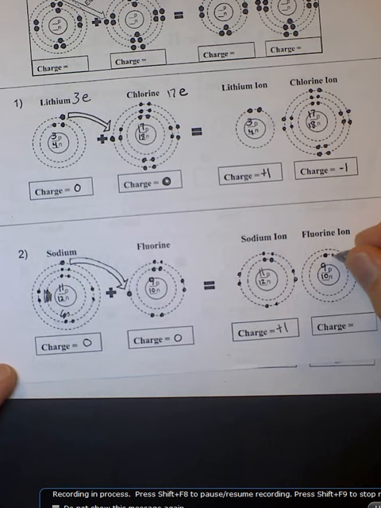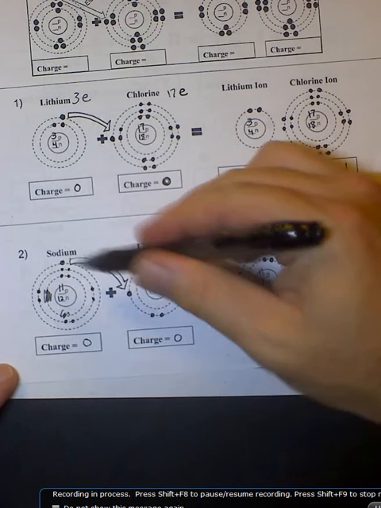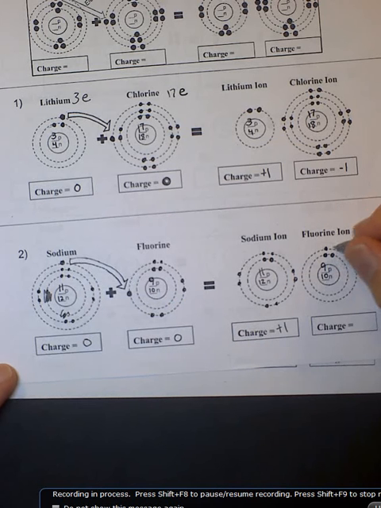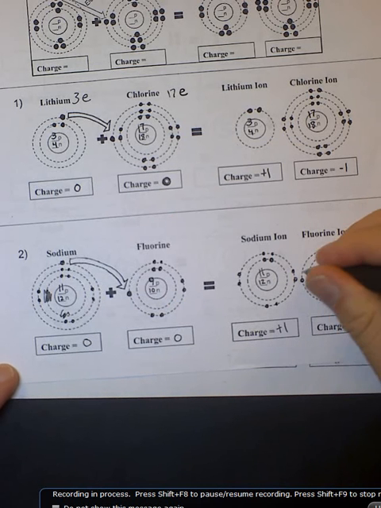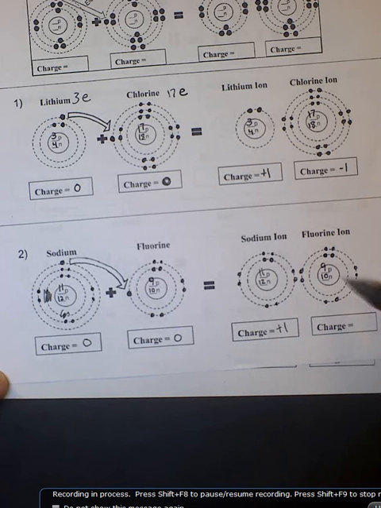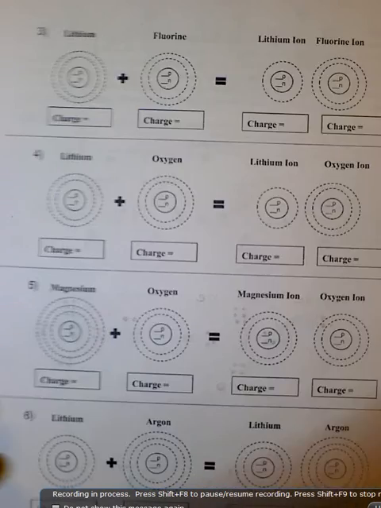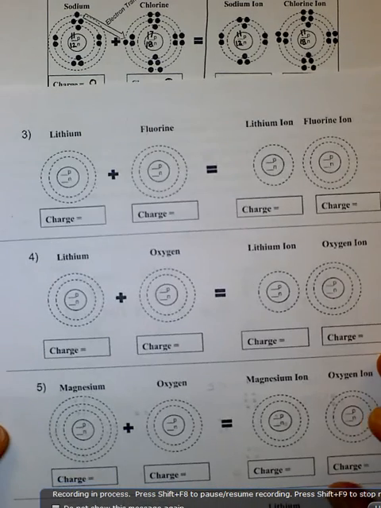Fluorine, we have our 2. And we've gained that electron. So on the outside we have 1, 2, 3, 4, 5, 6, 7, 8, which means we have 10 electrons, only 9 protons, so we have a charge of -1. Go ahead guys, do 3 on your own, and we're going to do 4 together.